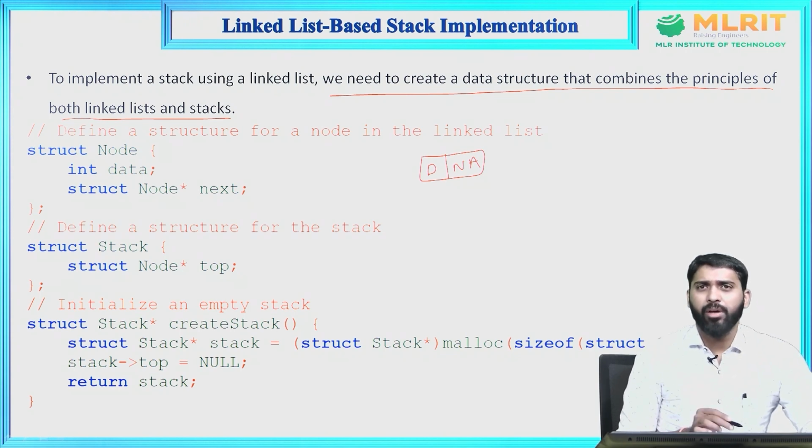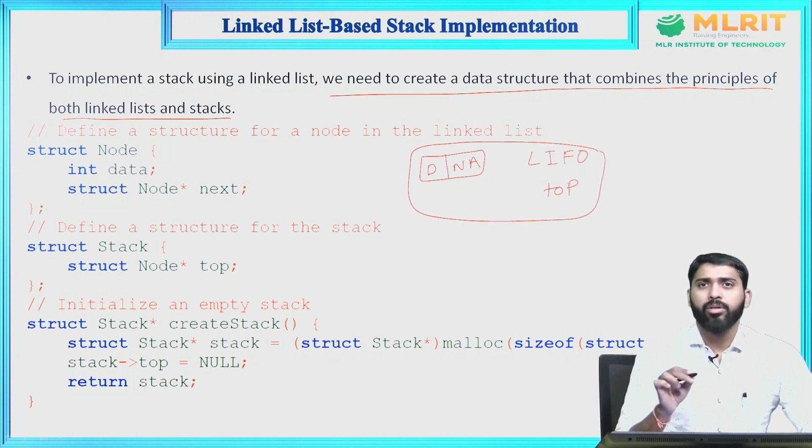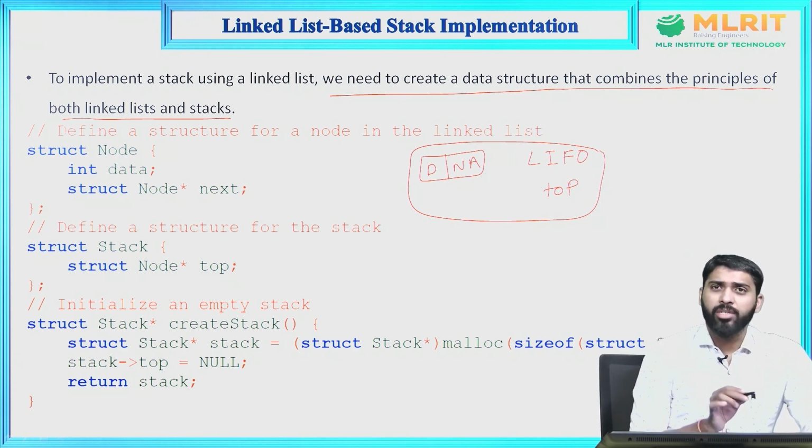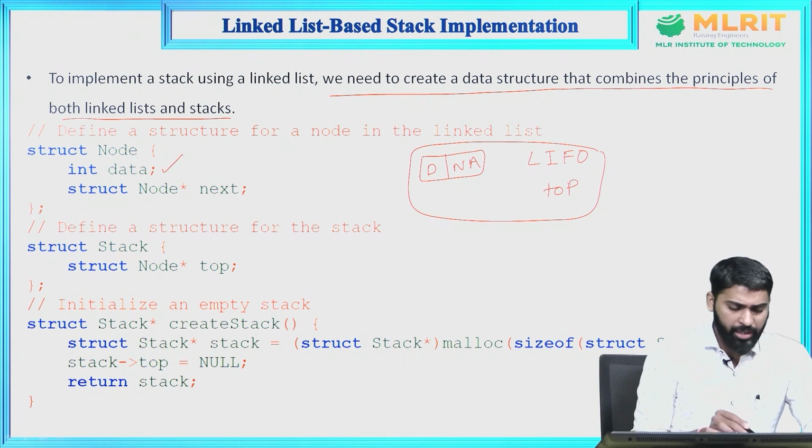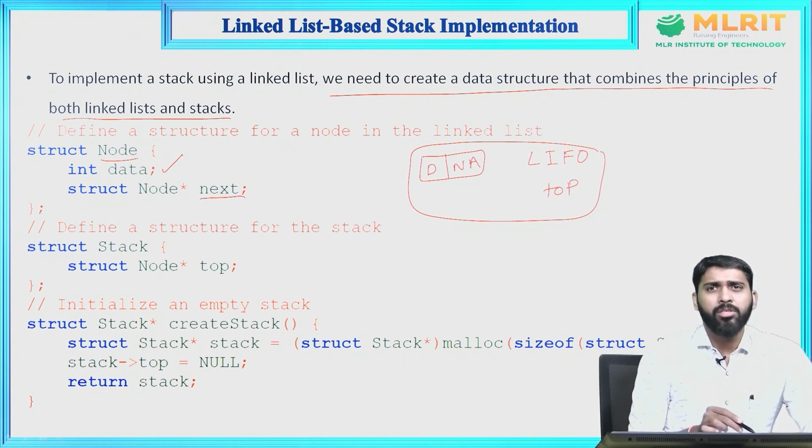And what is the principle of stack? The principle of stack is last in first out. Okay, and all the operations we perform with the help of a variable known as top. Now we combine these two for implementation of stack using linked list. Node structure in linked list is data part and next part. Okay, I define this as one structure. So this is how we define the structure for a node in linked list.